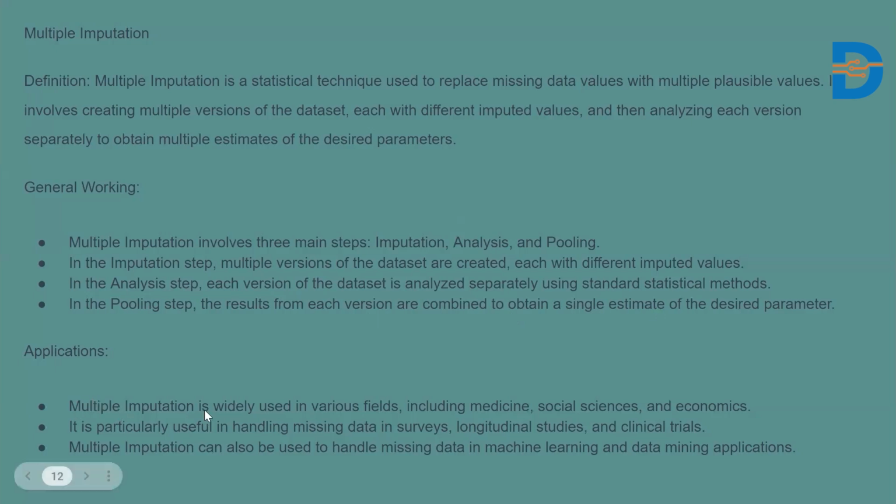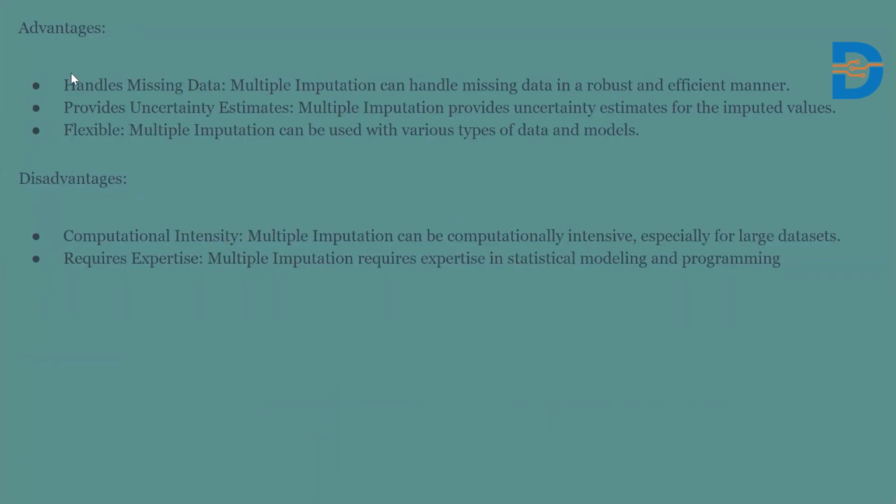Applications. Multiple imputation is widely used in various fields, including medicine, social science, and economics, mainly in data mining applications in machine learning. So the advantages are that it handles missing data, provides uncertainty estimation because of the different versions which can be prepared, and it is flexible. The disadvantage is computational intensity, since you are creating different versions, and what if it is a large dataset? So it will be computationally intensive and requires expertise in statistical modeling and programming.